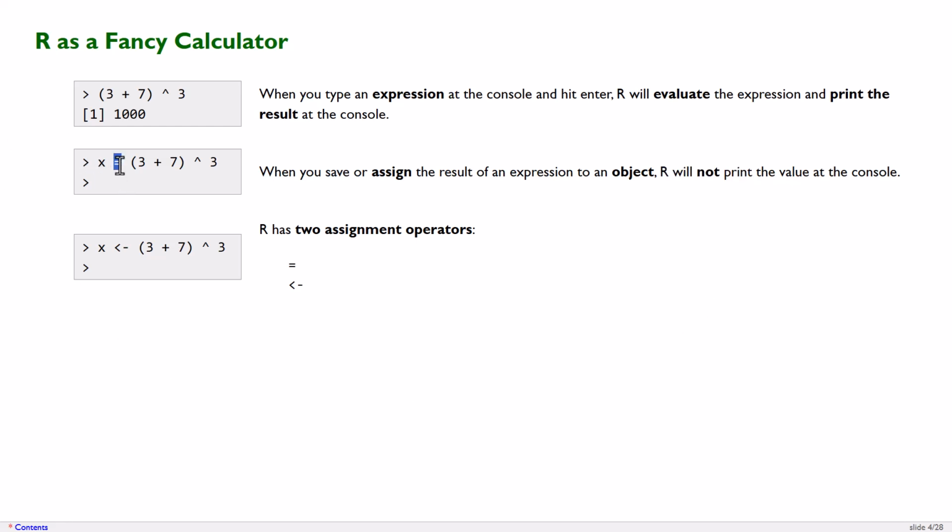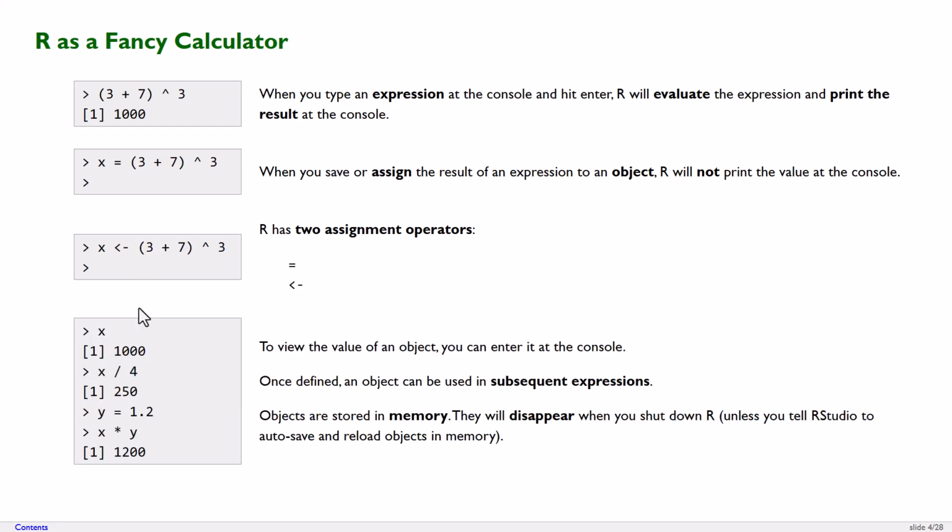R also has 2 assignment operators. So we just saw the single equal sign, basically assigning the value of that expression to object X. There's also this arrow operator, so 2 characters that together look like an arrow, which can be visually interpreted as taking the results of this expression and pushing them into the object X. So these are both assignment operators and they do the same thing, and you see them both quite a bit.